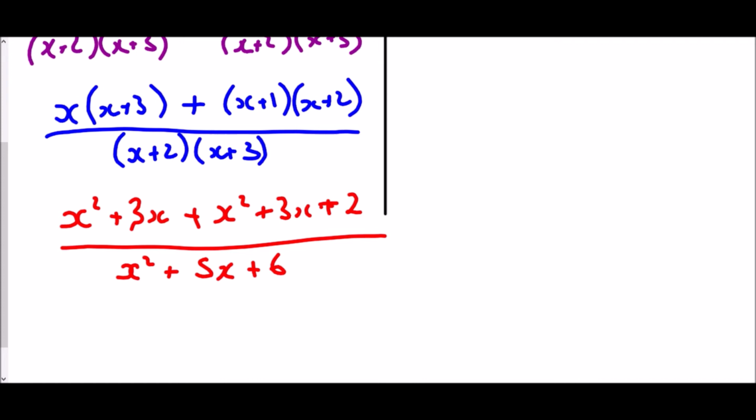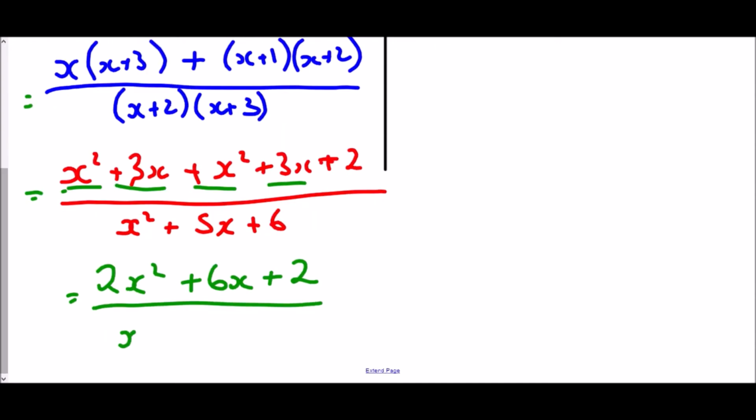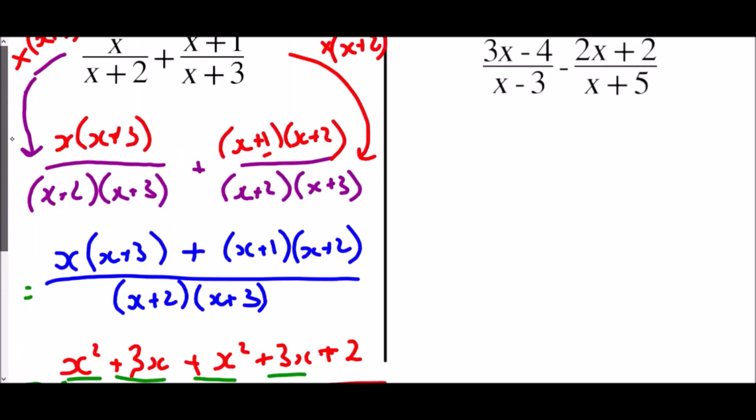Can we simplify the numerator here? Well, the top of this fraction, it has x squared plus x squared. So I have 2x squared. I've got plus 3x and plus 3x. So I have plus 6x. And I have plus 2. At the bottom of my fraction, well, at the bottom, I still just have x squared plus 5x plus 6. And that would be the fully simplified version of that question.